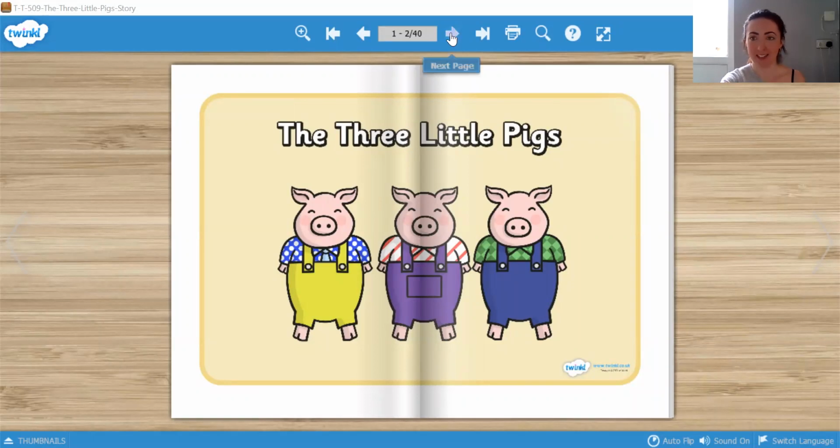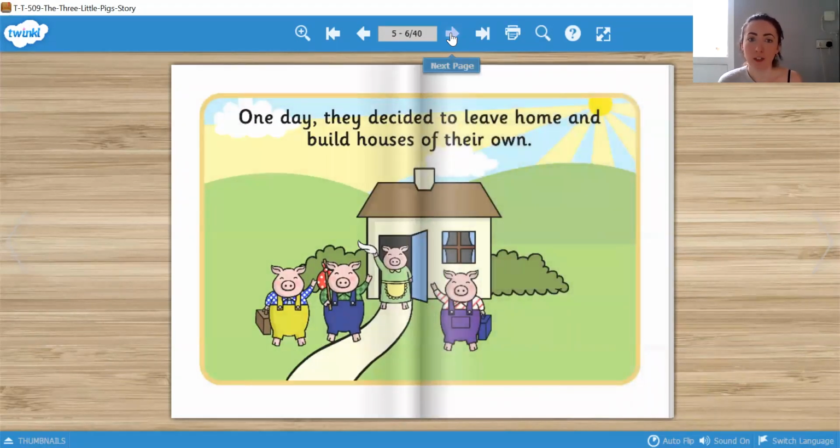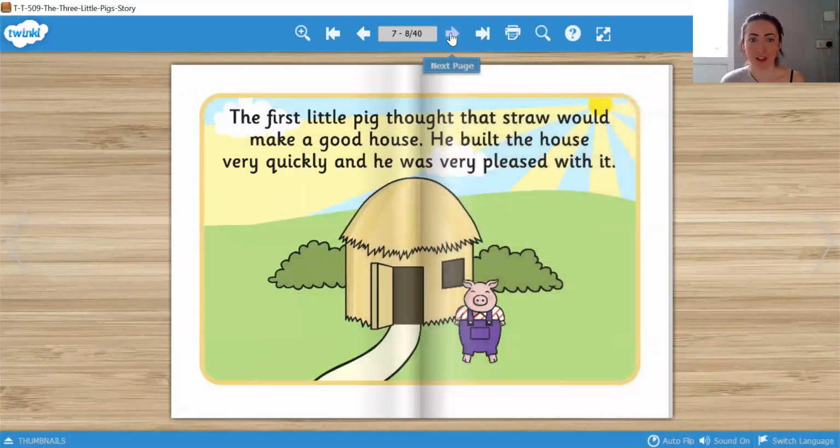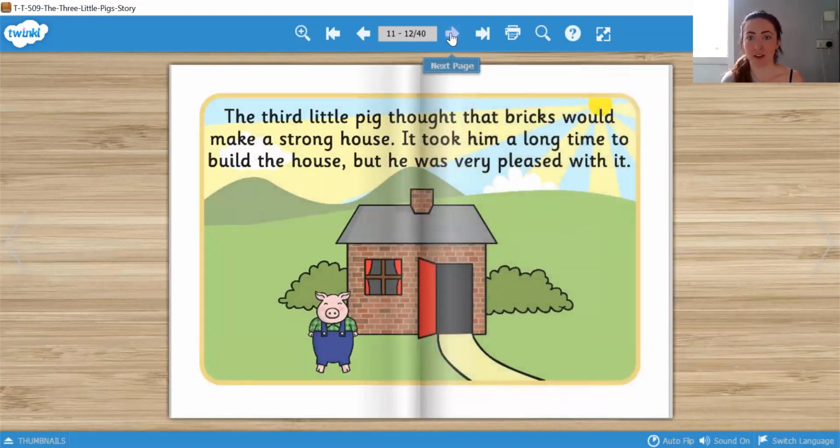The three little pigs. Once upon a time, there lived three little pigs. One day, they decided to leave home and build houses of their own. The first little pig thought that straw would make a good house. He built the house very quickly and he was very pleased with himself. The second little pig thought that sticks would make a fine house, so he decided to build his house out of wood. The third little pig thought that bricks would make a strong house. It took him a long time to build the house, but he was very pleased with it.